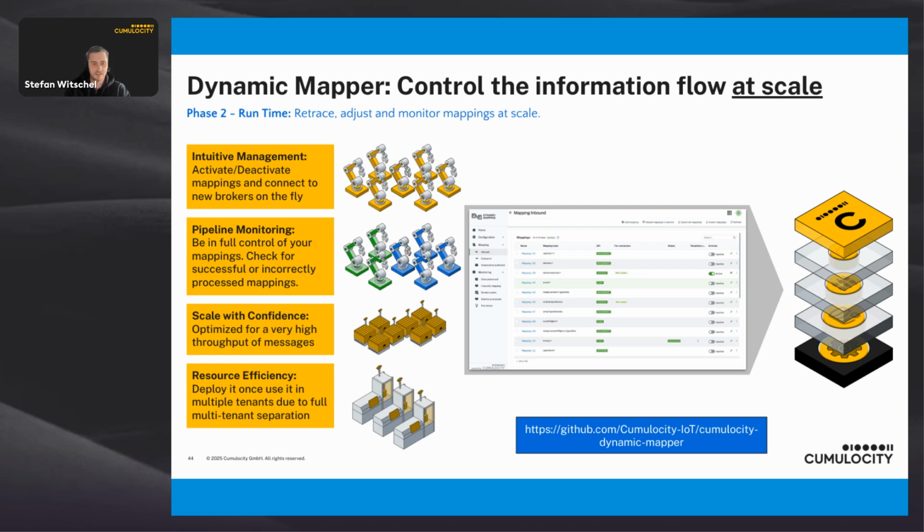So we can handle thousands, millions of messages and be very resource efficient, in a multi-tenancy way. You can deploy it on an enterprise tenant and subscribe your subtenants to it. You don't have to have an instance running in each tenant, but you can share the resources. As I said, this is all open source currently. You can access it on our GitHub account, GitHub Cumulocity IoT, and there we have the Cumulocity Dynamic Mapper.